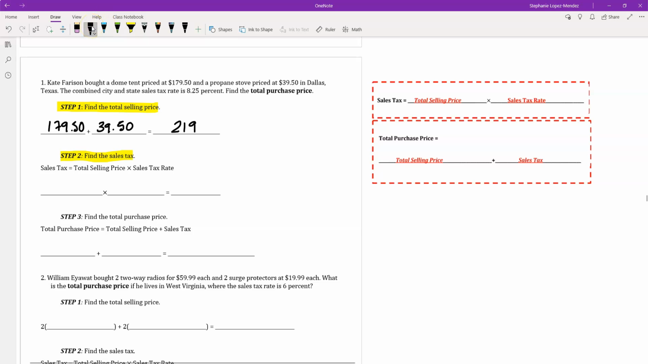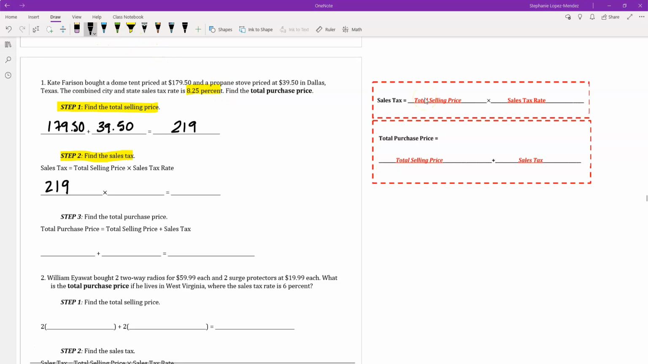So now I'll go for step 2, and it says find the sales tax. So according to my formula, sales tax is equal to total selling price times sales tax rate. Okay? So I know that my total selling price is what I just found, right? So I just write down 219. And my sales tax rate, according to the problem, is 8.25%.